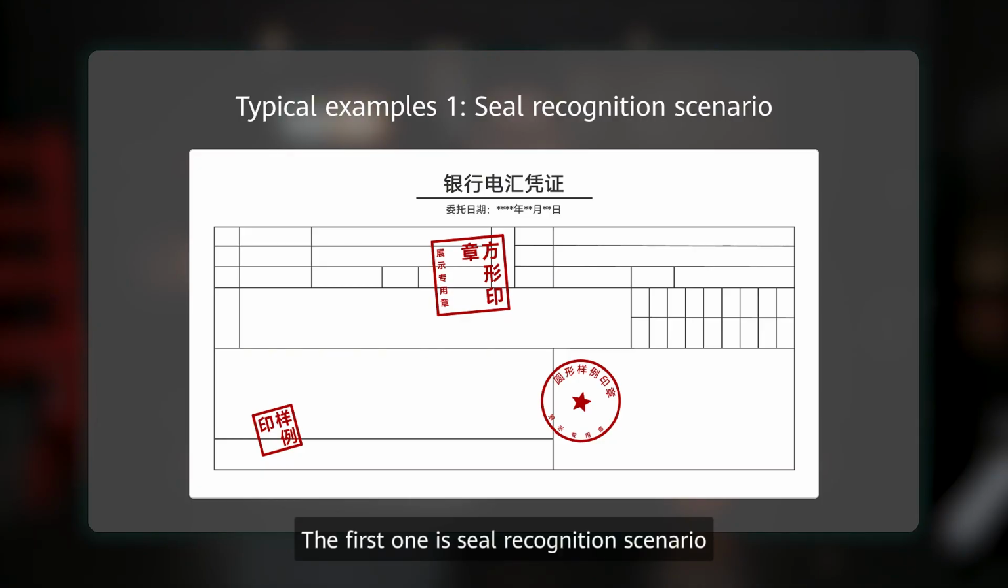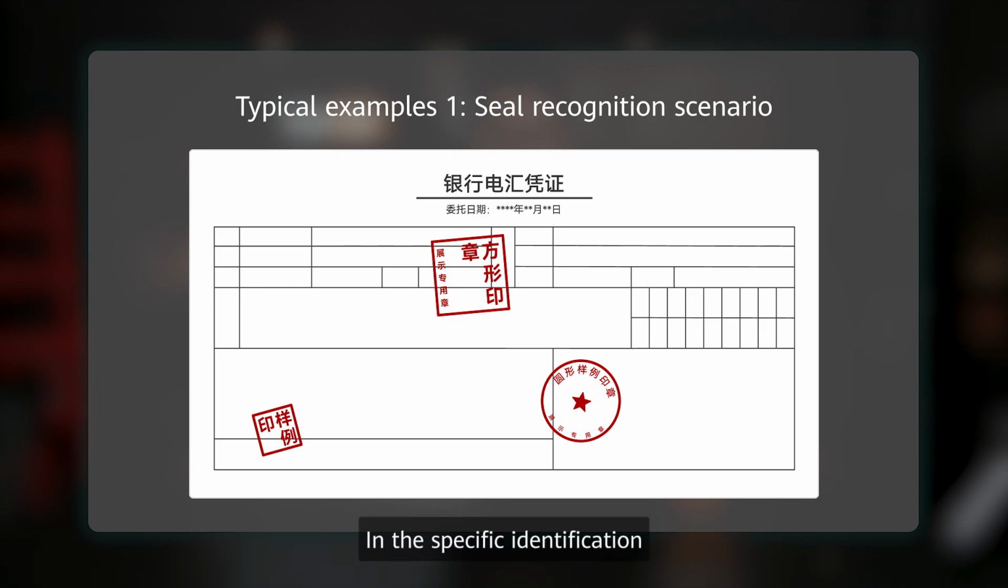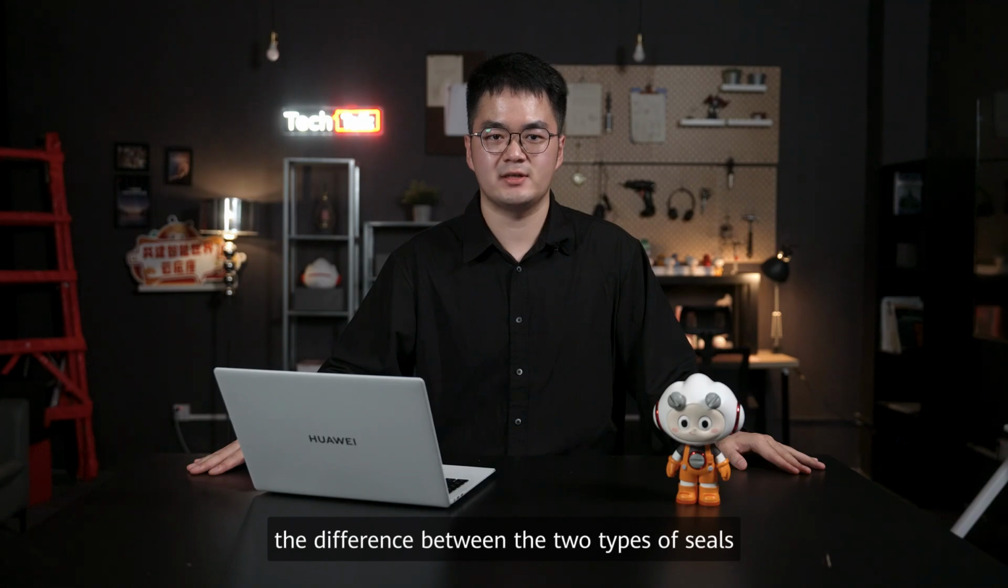The first one is the seal recognition scenario. Banks need to process company seals and personal seals. In the specific identification, the model needs to identify the difference between the two types of seals and answer questions about a certain type of seal according to the image content.